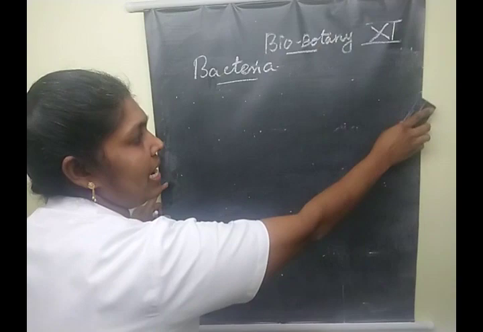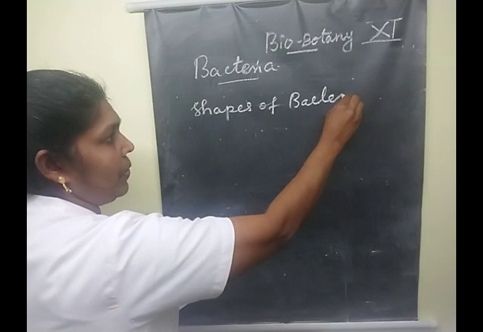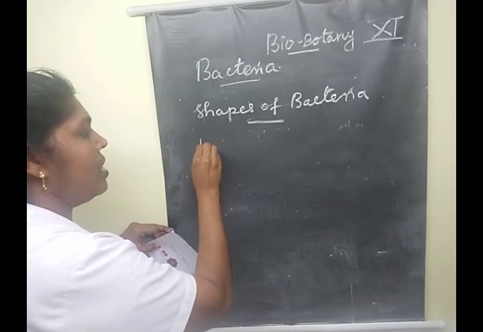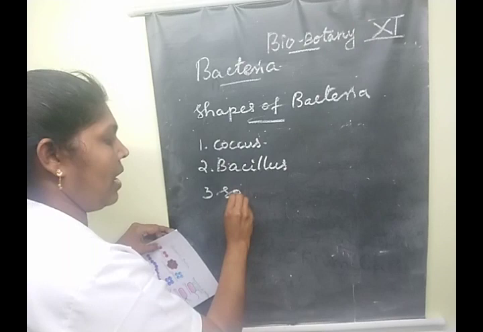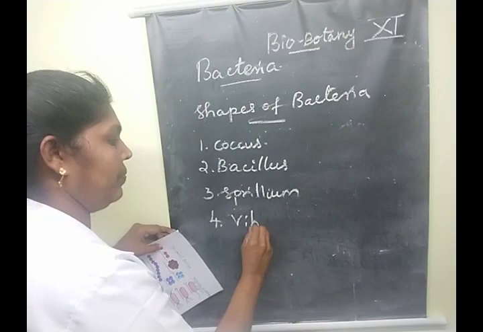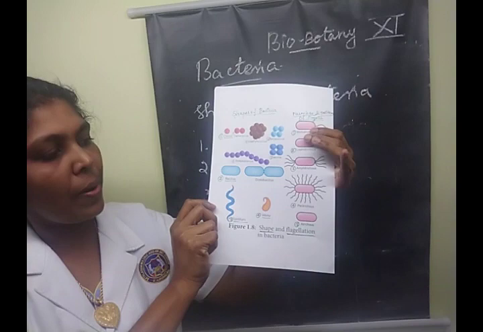First of all, what are the shapes of bacteria? Commonly they are given four shapes, children. First one is coccus, second is bacillus, third is spirilla, and the fourth one is vibrio. So all of you see, the first one is the coccus form of bacteria, the second is the bacillus form, the third is the spirilla type, and the fourth is the vibrio type.